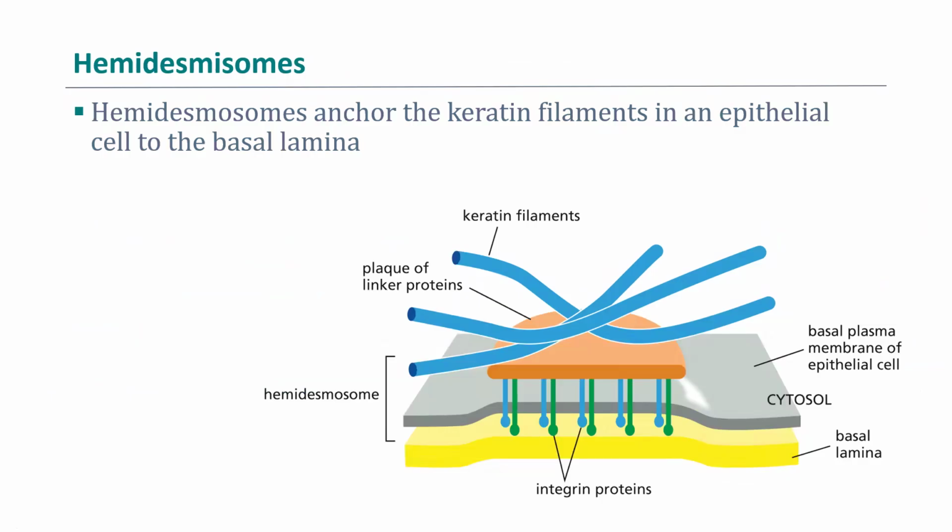Hemidesmosomes are really just anchoring through those cadherins to the basal lamina. So one side is still sticking up and binding into a keratin filament, but the other side, the half dome shape, is binding not to another keratin filament, but into the basal membrane, the basal lamina, to anchor at that basal surface, right?